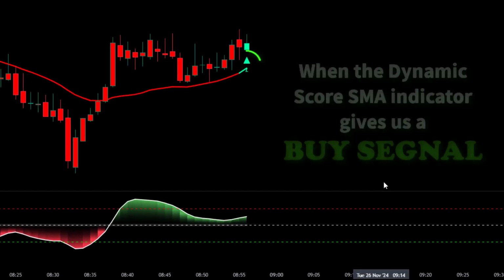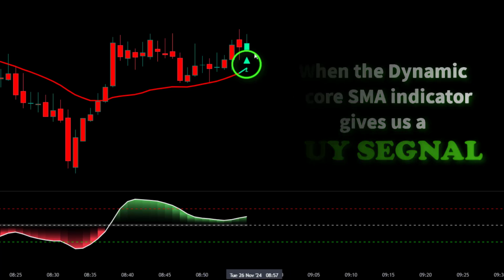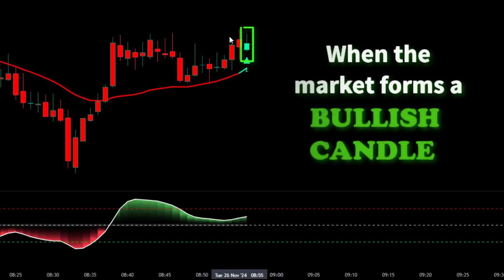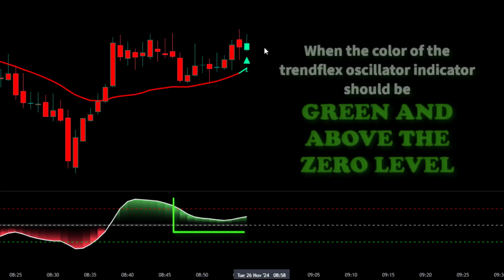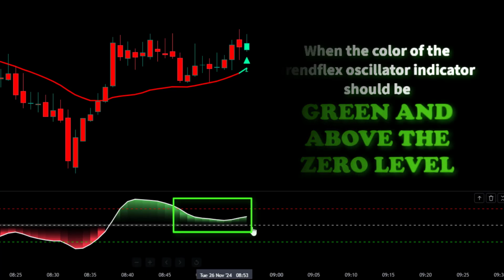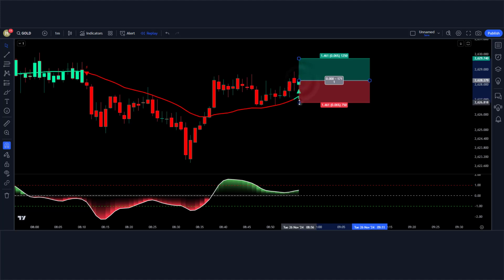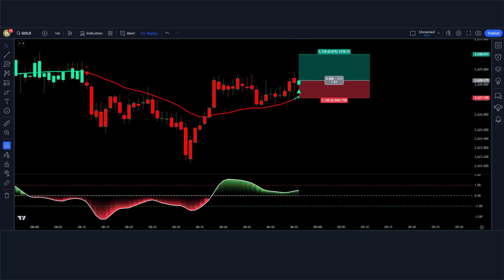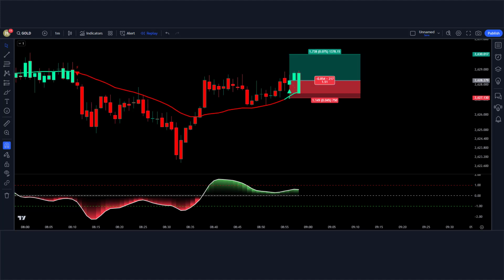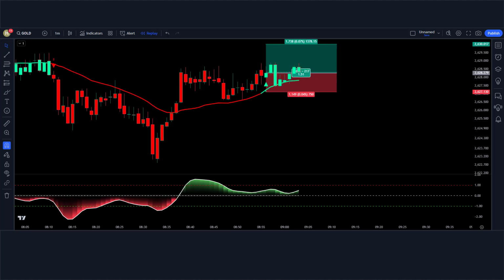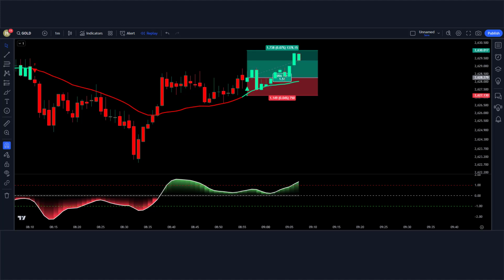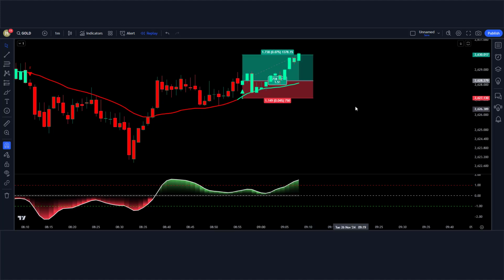Now, let's understand the concept where we will take buy and sell trades based on their conditions. When the Dynamic Score SMA indicator gives us a buy signal, when the market has formed a bullish candle, and when the color of the TrendFlex oscillator indicator is green and above the zero line, if this condition is fulfilled, then we will place a buy order. Our stop loss will be placed at the green SMA line of Dynamic Score SMA, and the risk to reward ratio will be 1:1.5. The market has completely hit the target.